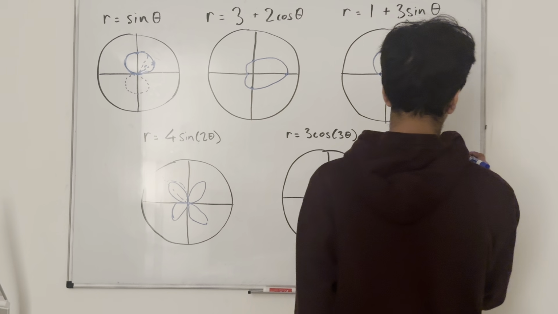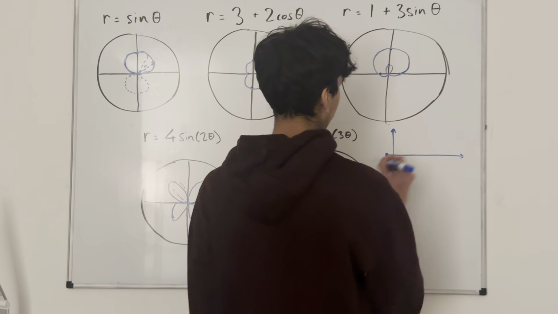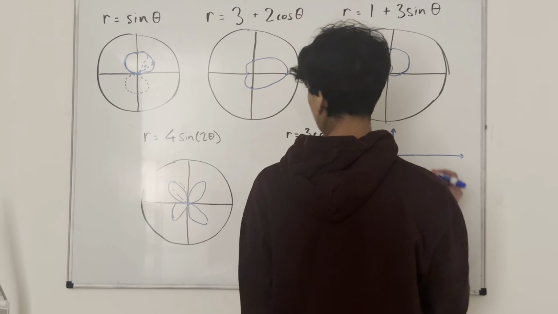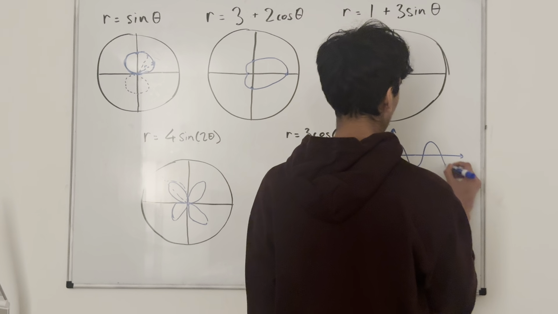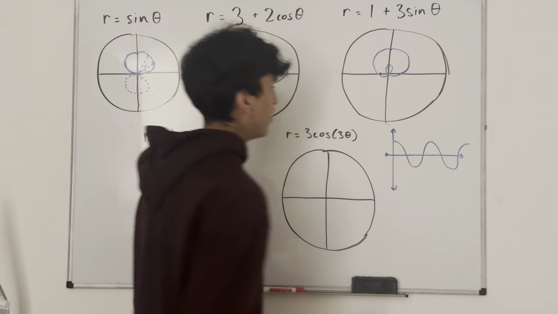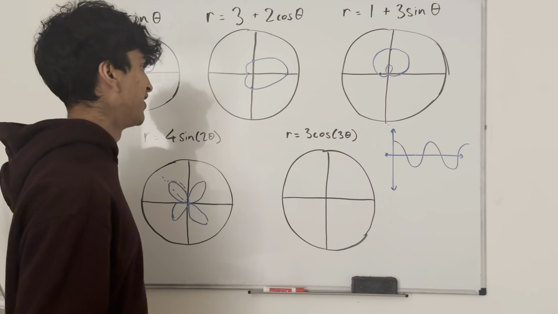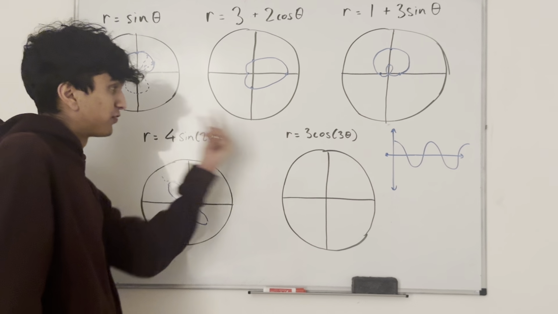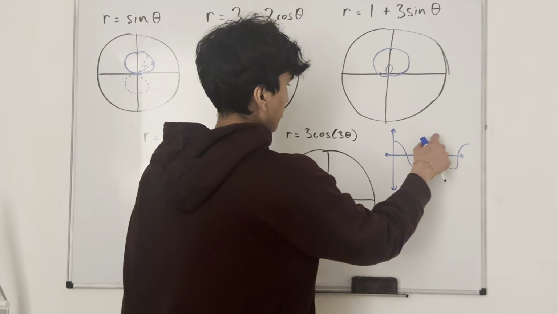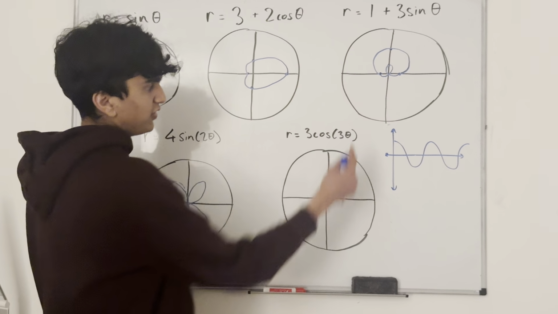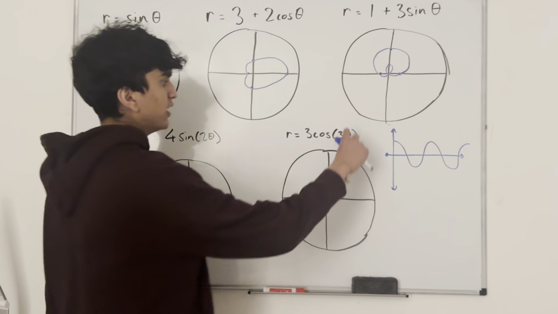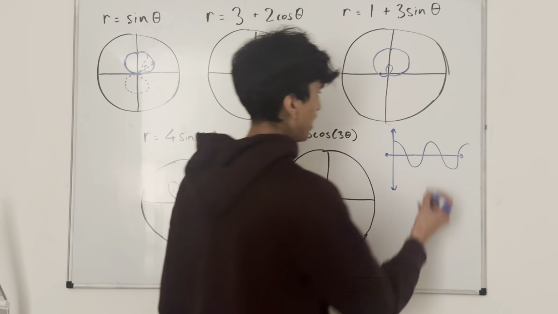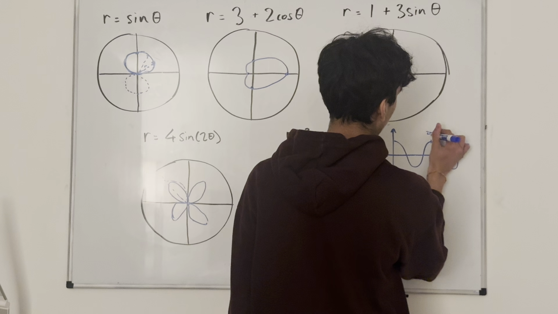Let's graph it, why not? So this time it's a cosine. It's going to look more like this. We know that in order for r to repeat back to the same value, the inside here would have to be 2 pi. So theta is going to equal 2 pi over 3, right? Because 3 times 2 pi over 3 would equal 2 pi. So this right here is 2 pi over 3.